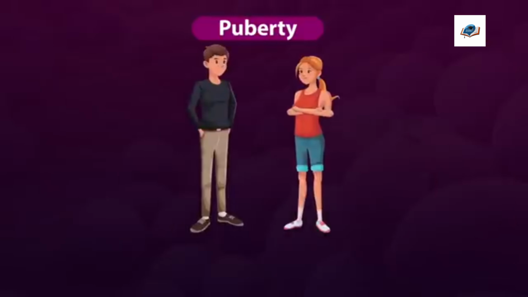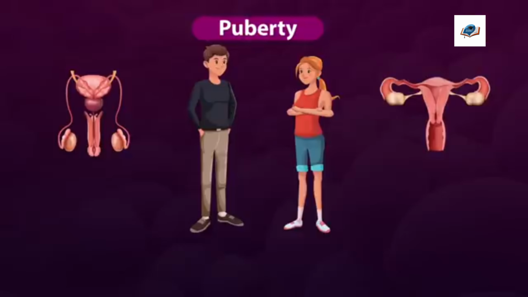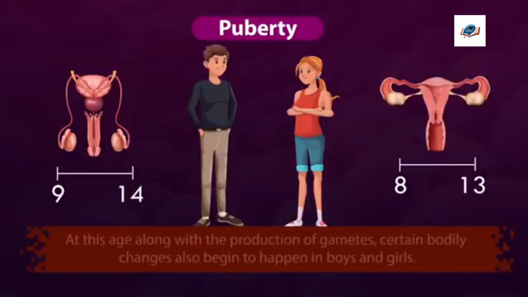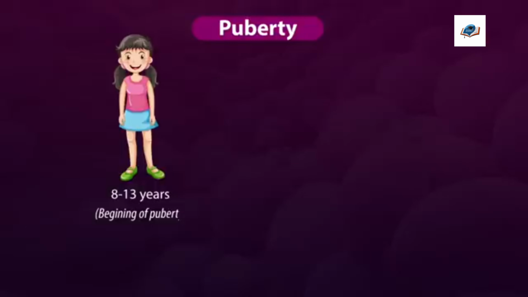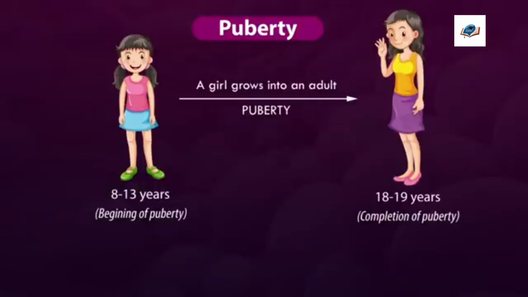The maturation of special tissues present in the reproductive organs takes place between 8 to 13 years of age in girls and 9 to 14 years of age in boys. At this age, along with the production of gametes, certain bodily changes also begin to happen in boys and girls. This is called beginning of puberty. During this process of puberty, a child grows into a complete adult. Puberty ends by 18 to 19 years of age.